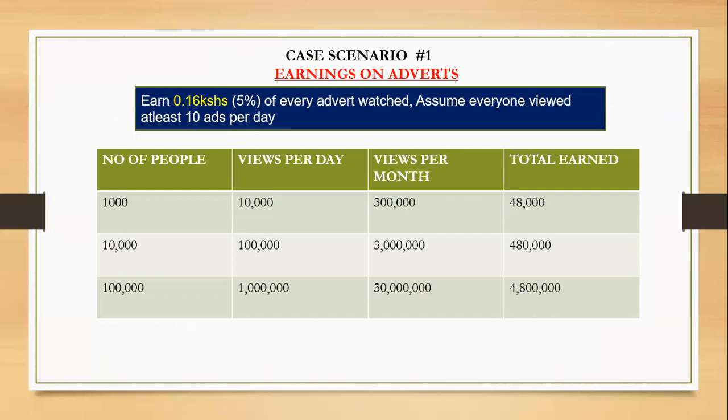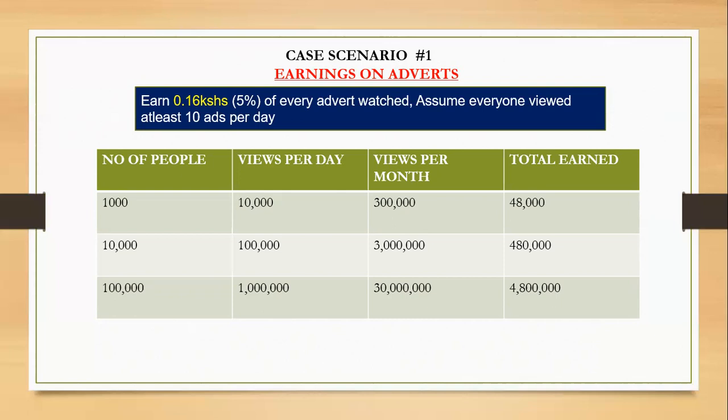I want to start with the adverts in scenario one. This is where you earn 0.16 Kenya shillings for every single advert watched in your region. That's 5%. So we are assuming everyone viewed at least 10 adverts per day, just 10 out of the many, right? And you have 1,000 people in a region, that is just a fraction.